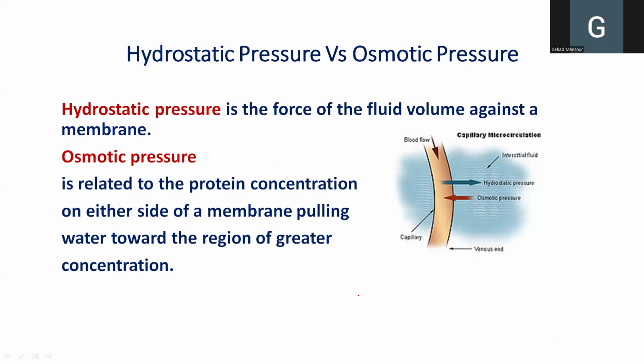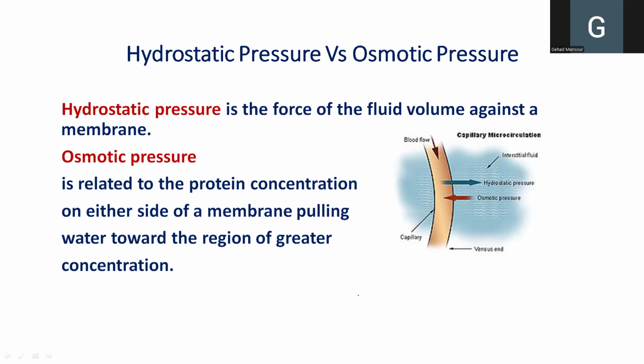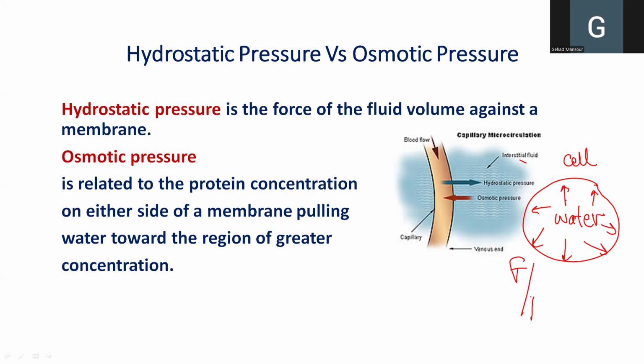Having said this, we are in a very good position to understand the difference between hydrostatic pressure and osmotic pressure. The hydrostatic pressure is the force of the fluid against a membrane. As we said before, if you have a cell membrane that encloses a cell, this is the easiest example we can say. So there is water inside, which is the water of the cytosol. So water is applying force against the cell membrane. That force per unit area of the membrane is nothing but pressure.